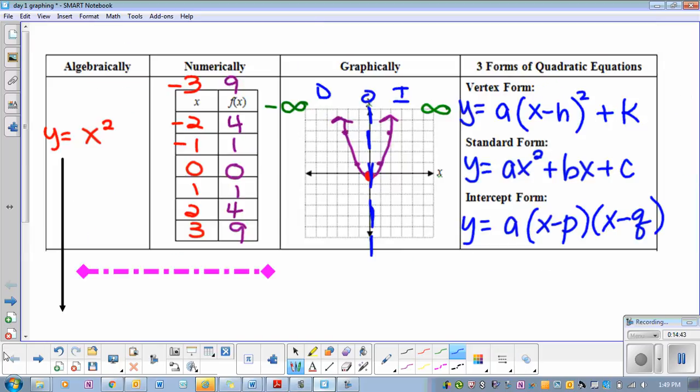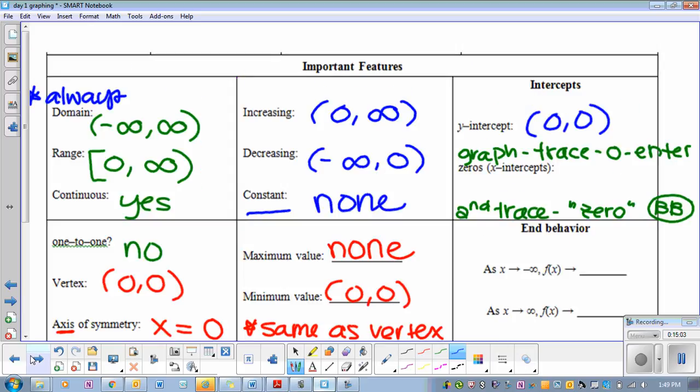Now, for the zeros, the x-intercept, unfortunately, I was having some issues with the calculator, so we're going to just find it here. Where does this graph cross through or touch the x-axis? 0, 0, right there, right? So that is your x-intercept. 0, 0.